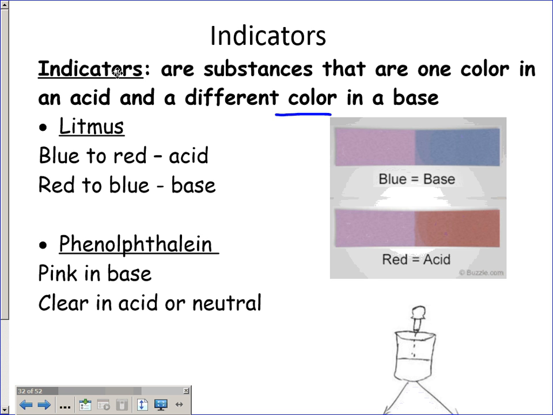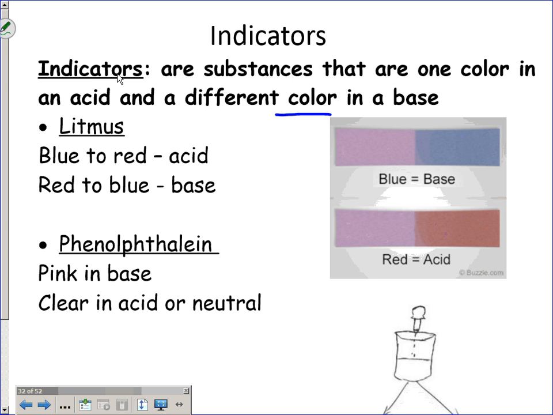If I said litmus or pH indicators indicate pH, what would a thermometer indicate? Temperature. What would a scale indicate? Mass, right? What would a graduated cylinder indicate? Volume. Okay, so these different tools indicate to us special properties or measurements that we need in chemistry.